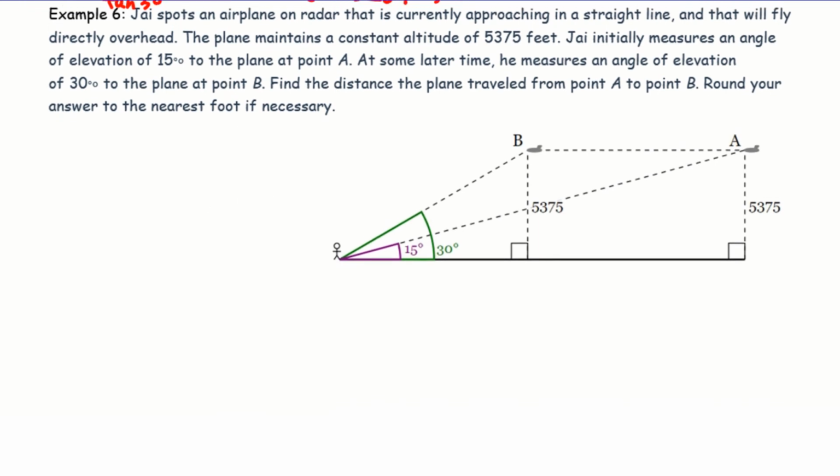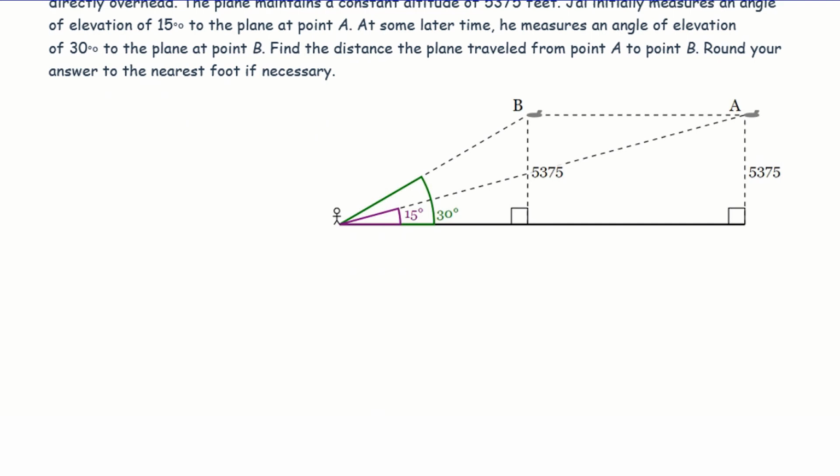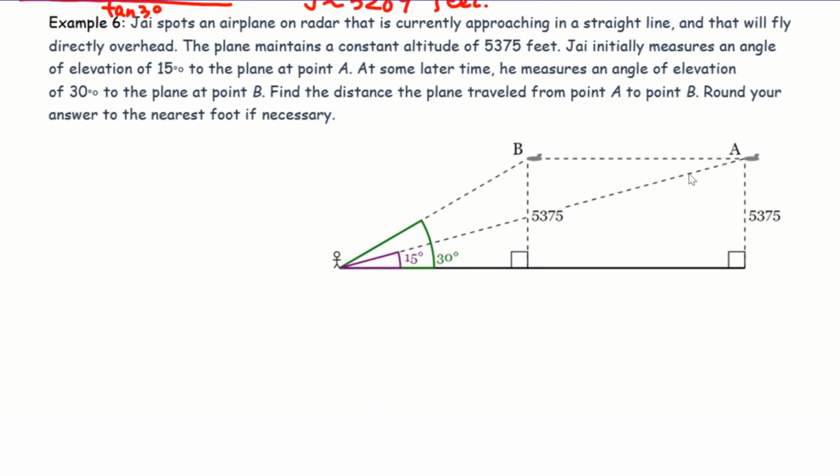So this one is an airplane approaching in a straight line that will fly directly overhead. It means two-dimension only. The plane maintains a constant altitude, meaning its height, 5375 feet. Initially it measures the angle of elevation from horizontal up as 15 degrees, and later from horizontal up as 30 degrees. So we want to find the distance traveled by the airplane. So we want to find this x.